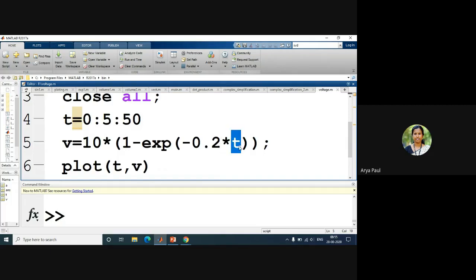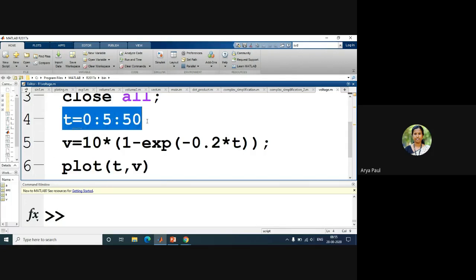This t is the variable here. Just t equal to 0 to 50. I am defining my t as 0 to 50. What is the meaning of 0 to 50? 0 is the initial value, 5 is the increment, and 50 is the final value. That is the meaning of t.